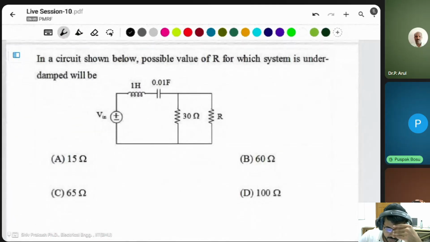Next question. In a circuit shown below, the possible value of R for which the system is underdamped will be.